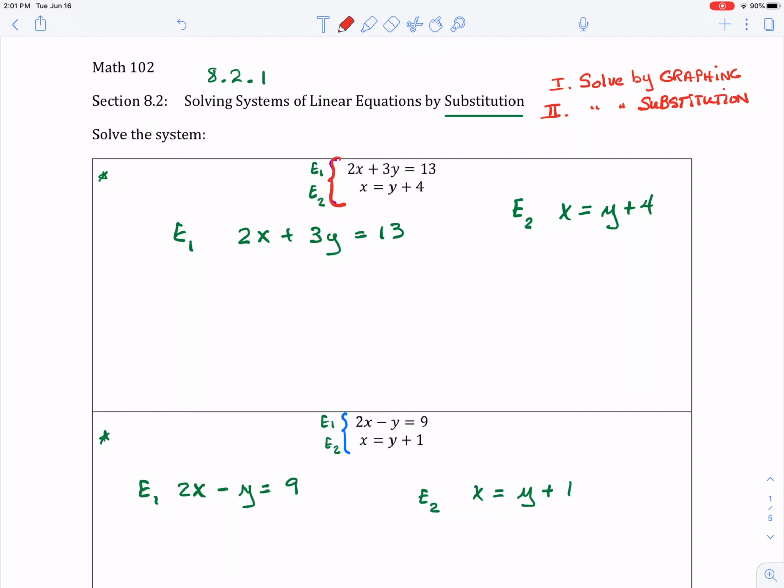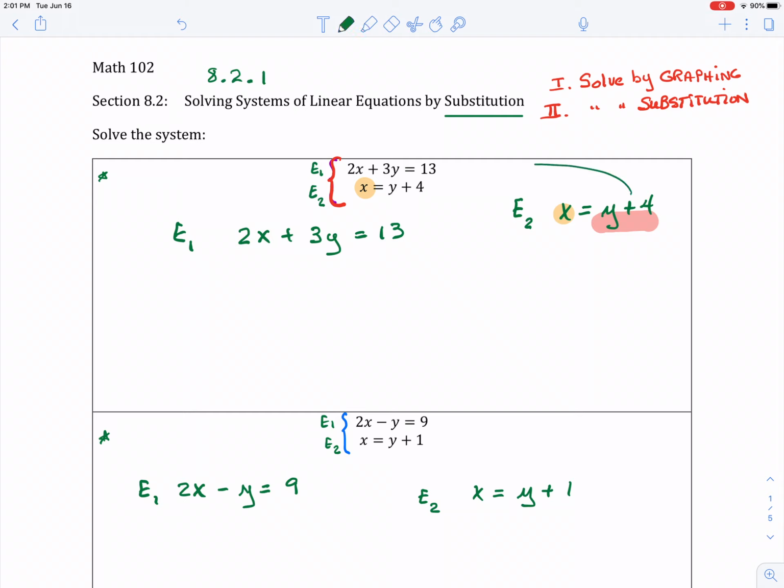Here's our first one. You can see that equation number 1 has the two variables x and y. It's actually in what we call standard form. Second equation is solved explicitly for the letter x. That makes this a very good candidate for substitution when you see an equation that already has an x or a y isolated on one side by itself. So what you want to do with this is take, let me change color here, the y plus 4, which is equivalent to the letter x.